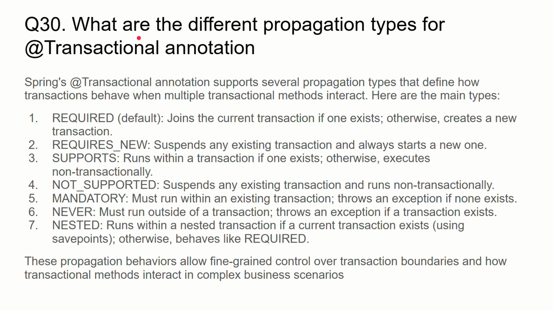Now this is again a very important question. What are the different propagation types for the Transactional annotation? Spring's Transactional annotation supports several propagation types that define how transactions behave when multiple transactional methods interact. Here are the main types. First is REQUIRED. It joins the current transaction if one exists, otherwise creates a new transaction.